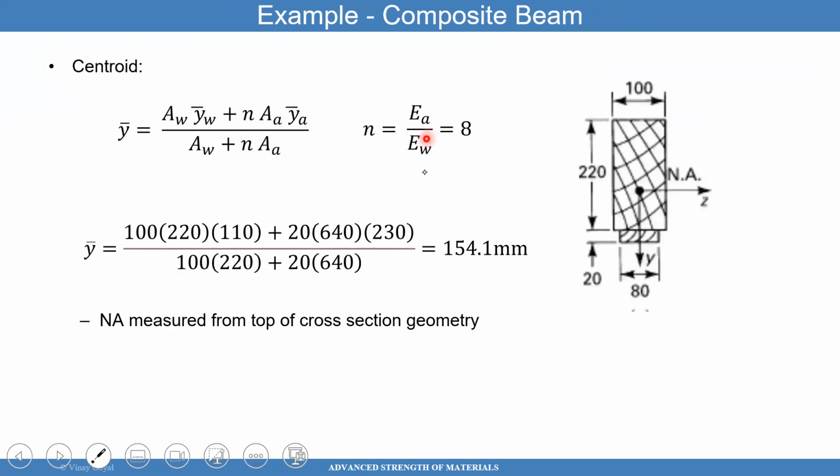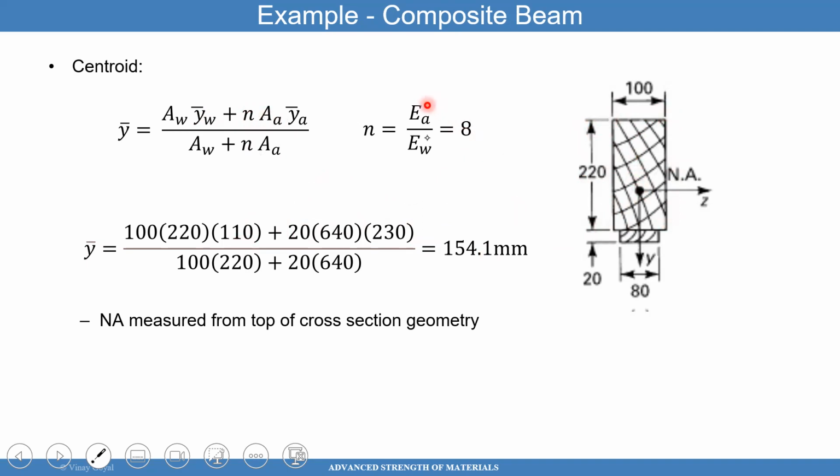So I'll use the wood as a reference material. I want you to try with aluminum as a reference material, but the reference material always goes at the bottom, and that corresponds to this wood material. So what is the area of the wood material? It's 220 times 100. You can see that there. And where's the centroid of this piece from the top surface? That's 110 from there. You can see that because this 220, that's 110, this point here.